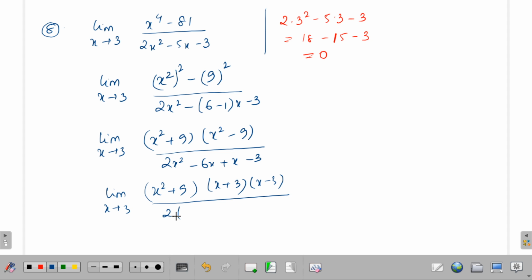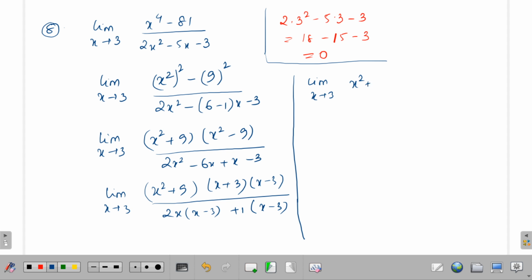I'll get here 2, and sorry, that's not 2, that's 2x, and you'll get x minus 3 plus 1, and then your x minus 3. So let me just try to solve it over here. So which would be limit of x tends to 3, I'll get here x squared plus 9, and I'll get here x plus 3 and x minus 3 divided by 2x plus 1, and then I'll get here x minus 3. Now what I can do is simply cancel your x minus 3 and x minus 3, because this is the thing that's making the denominator 0.